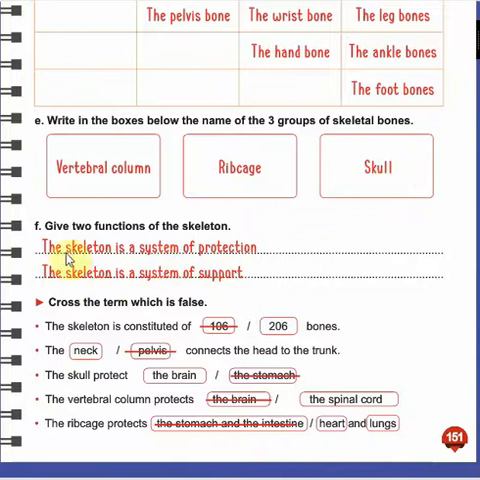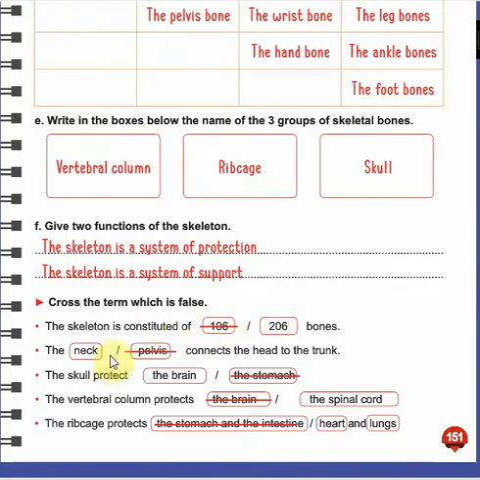Okay? In part F, you are going to give two functions of the skeleton. The skeleton is a system of protection and it's a system of support. All of you have solved it correctly. And in the last part, you have to cross the term which is false. Okay, which is wrong. يعني the skeleton is constituted of 206 bones. We have to cross out 106.